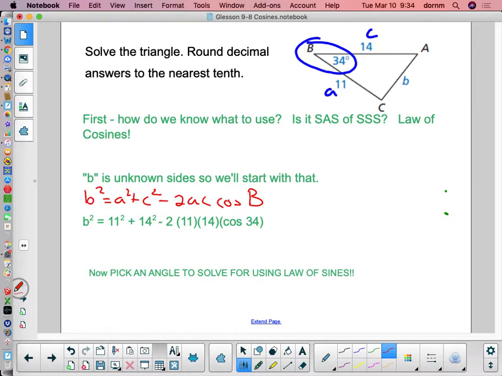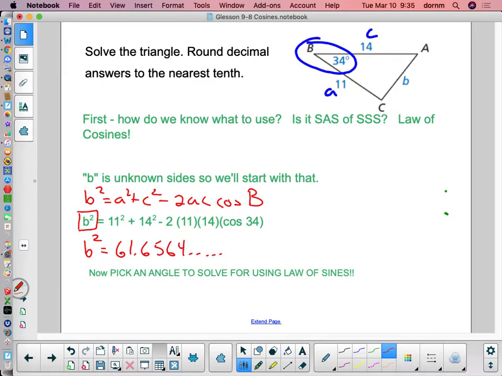Does that make sense? Would it make sense for that third side of the triangle to be 61? No, that's way too big. The other two sides are 11 and 14. That 61 is not at all appropriate. In fact, it should be the short side. Why is 61 not right? Because that is B squared. What are we solving for? B squared is 61.656.